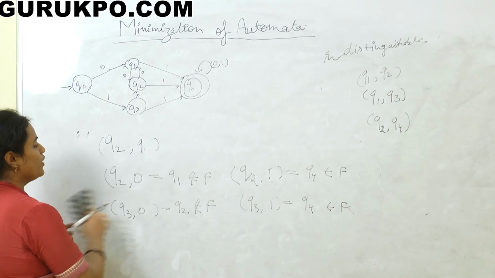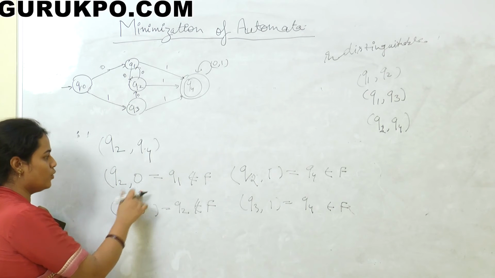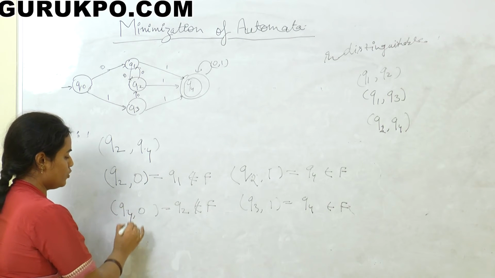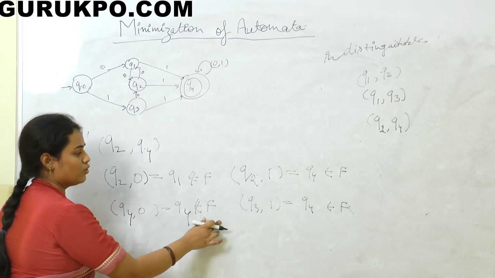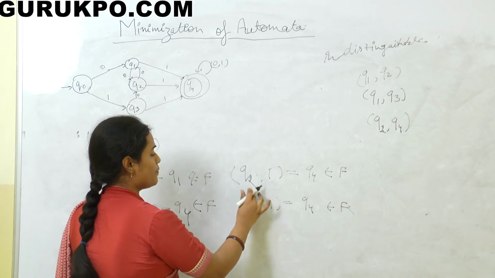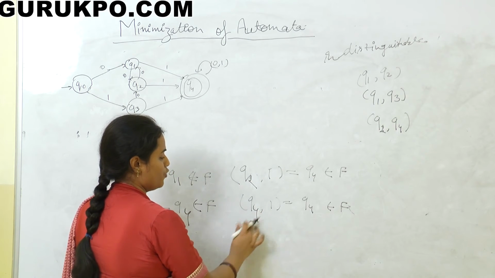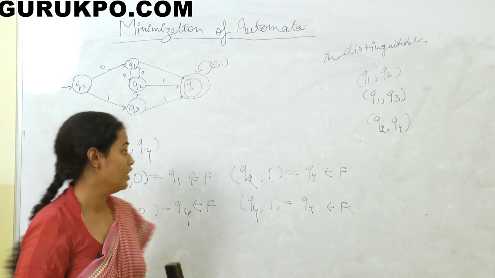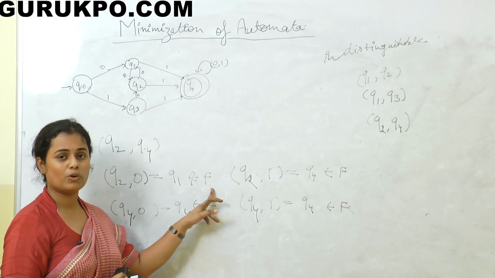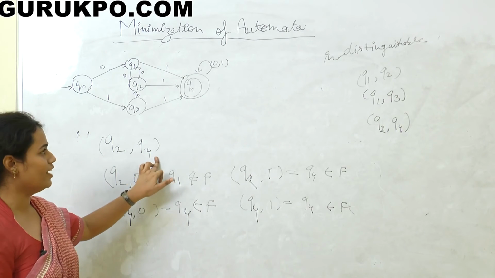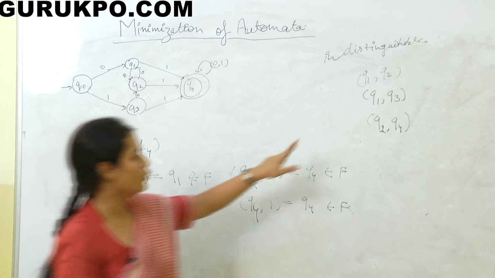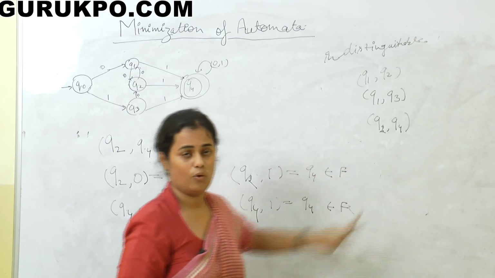Now we will check for Q2 and Q4. At Q2 I am giving 0, then I am reaching the state Q1, which does not belong to final state. At Q4 I am giving 0, then I will reach the state Q4, that also belongs to final state. In this case, one output belongs to F and one output does not belong to F. That is why Q2 and Q4 are distinguishable. We cannot merge Q2 and Q4. We can merge Q1, Q2 and Q1, Q3 till now.